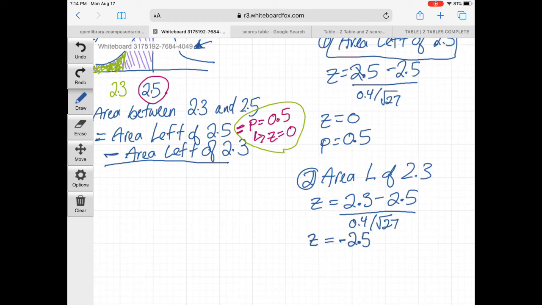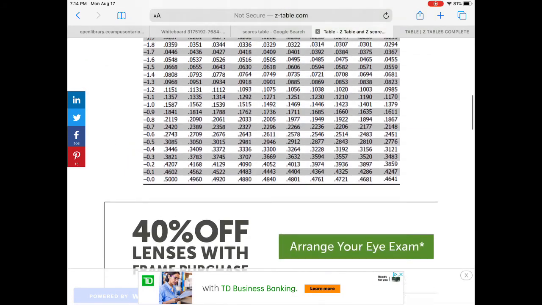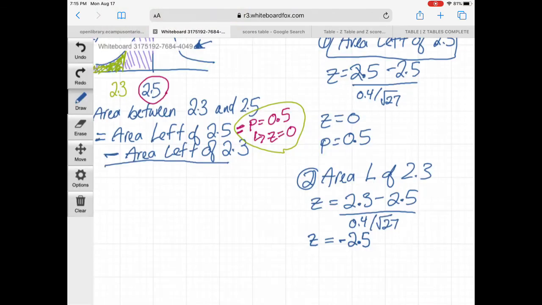Now, according to the table, a z of negative 2.5 is a probability of, sorry, it's negative 2.6. It's a probability of 0.0047. Very small probability, but that's fine. Again, remember, we've written our instructions about what we've got to do.